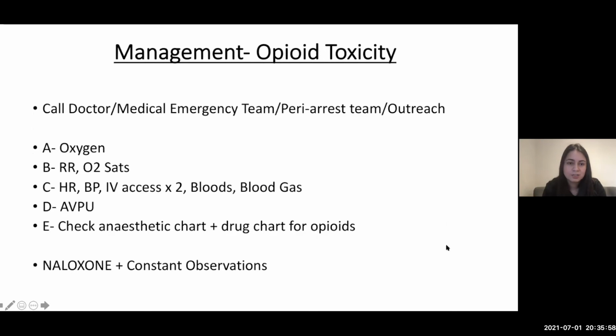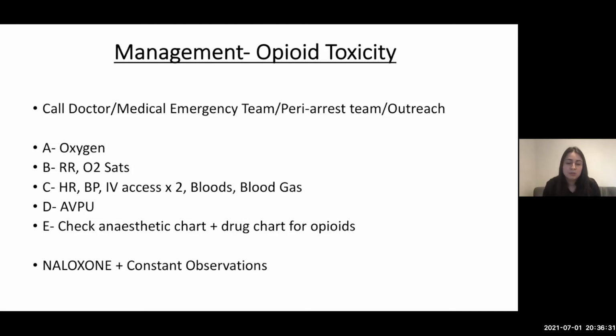So for this patient on the ward, you definitely want to call a doctor or your medical emergency team. You want to give the patient oxygen, as we give for all of the unwell patients post-op, 100% oxygen, 15 litres per minute via a non-rebreather mask. Check the respiratory rate and the oxygen saturations. And as we did before, the same for the circulation, disability, and everything else. For this one, as I mentioned, check the drug chart for opioids and check the anesthetic chart for how much opioids they were given.